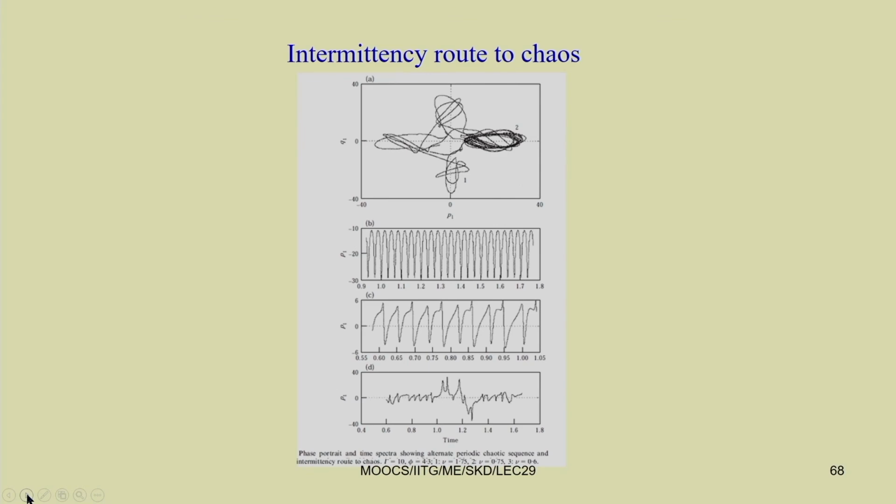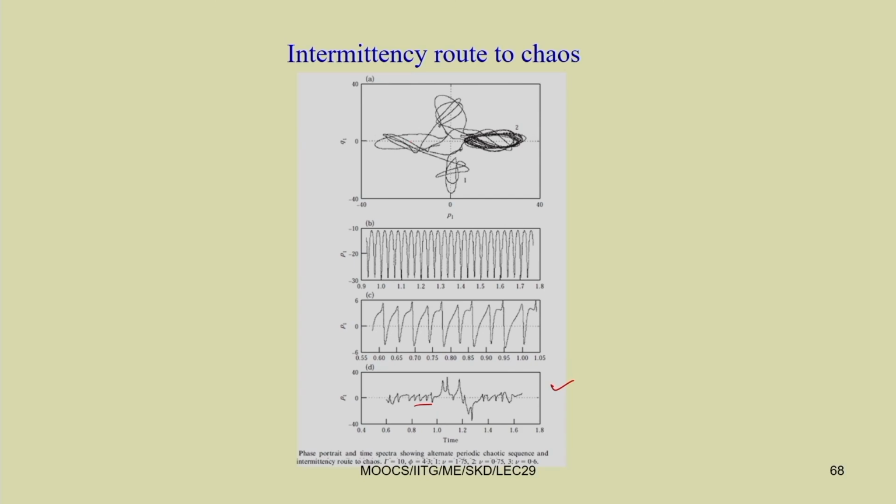Similarly, we can have the intermittency route to chaos. You can see initially we have this periodic response, and by changing the system parameter, this is converted to a chaotic response, where this chaotic response may revisit the initial periodic response intermittently. Some part of this will be periodic and then again it suddenly wanders and it can go to other orbits.